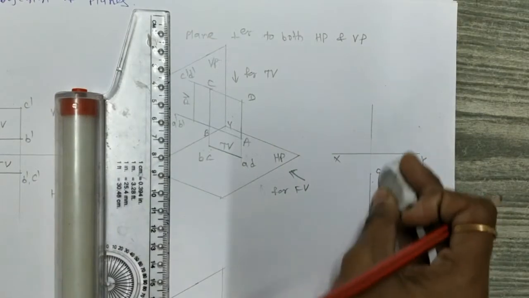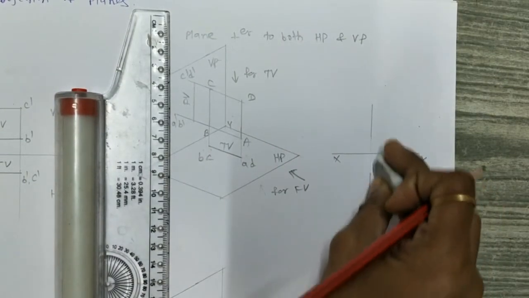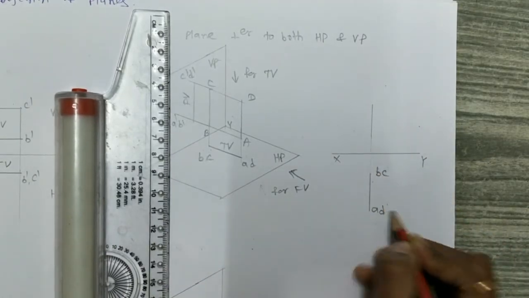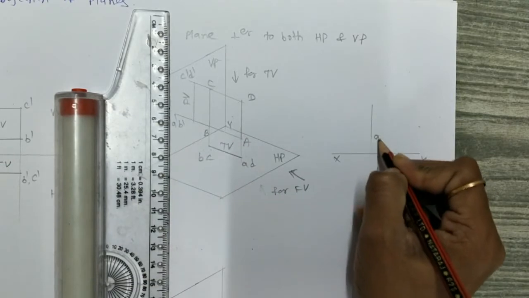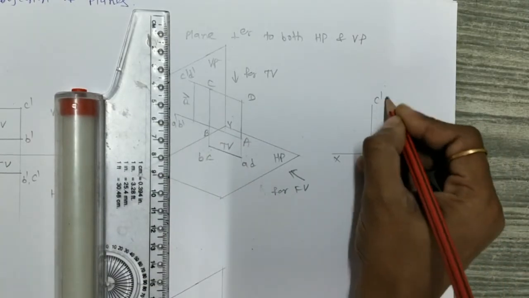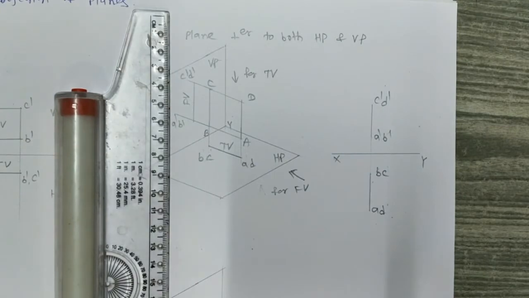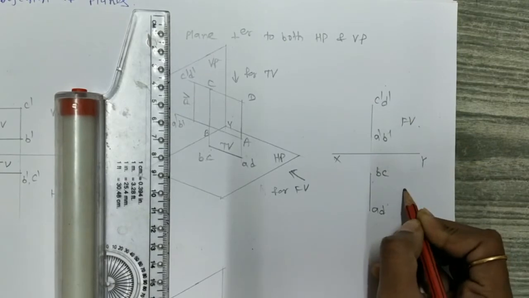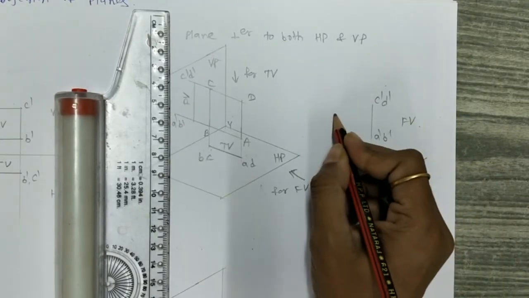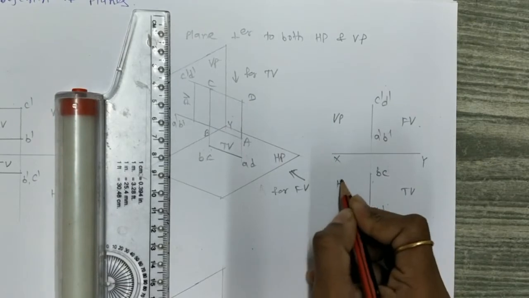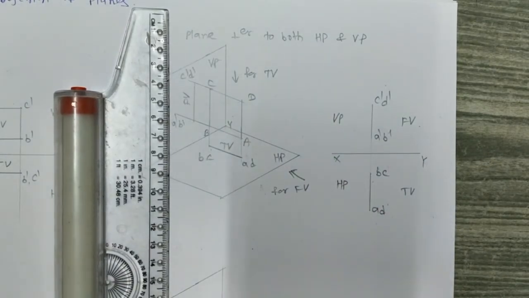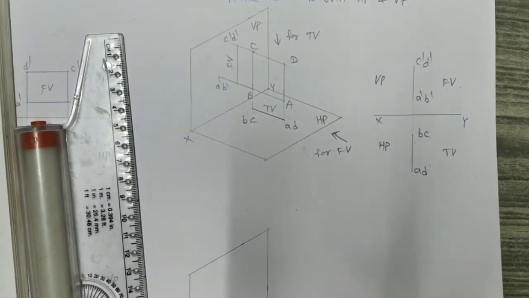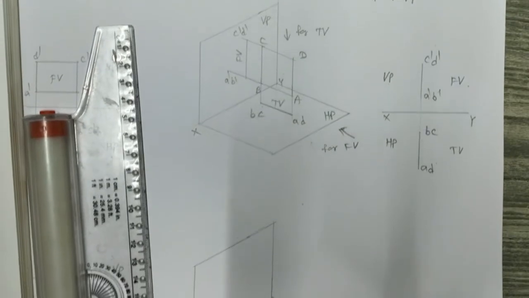BC. Here top view. So top view naming BC and AD. So BC and AD, and front view A dash, B dash, C dash, D dash. This is front view, this is top view, this is vertical plane, and this is horizontal plane. So in this way we can draw front view and top view when plane perpendicular to both HP and VP.